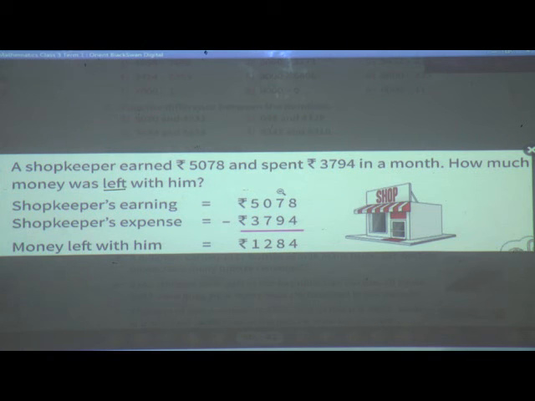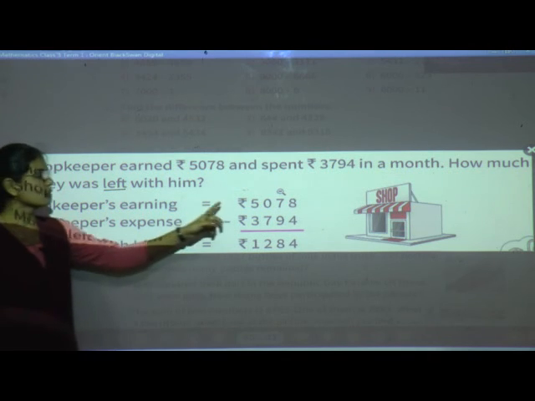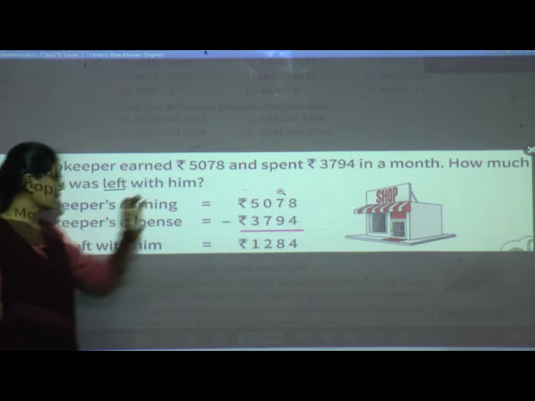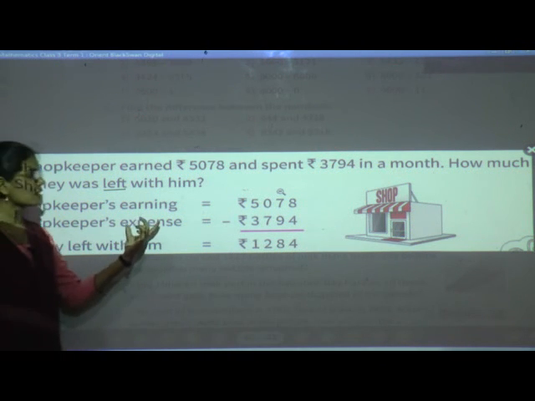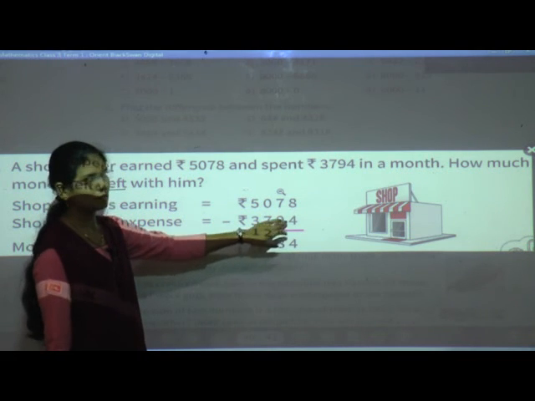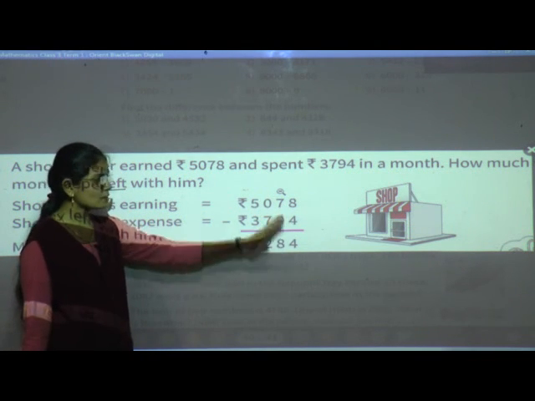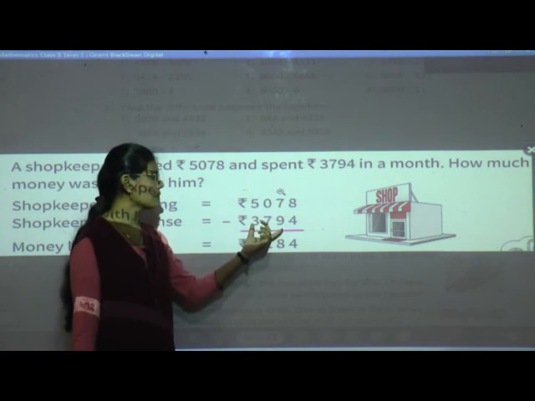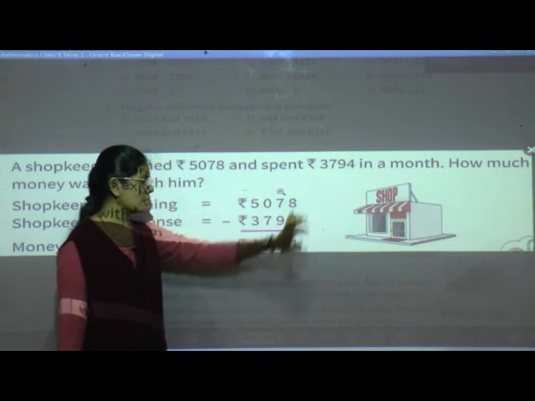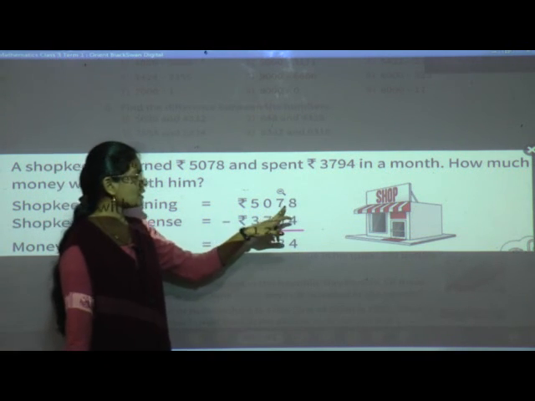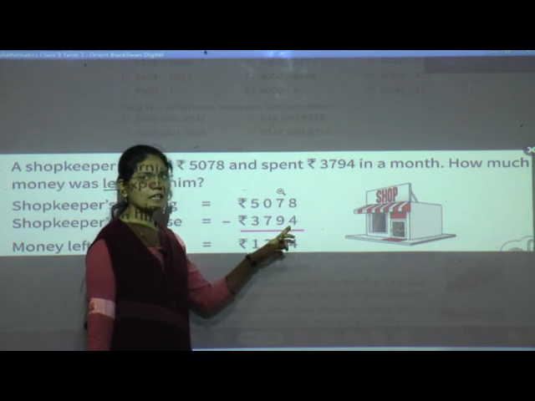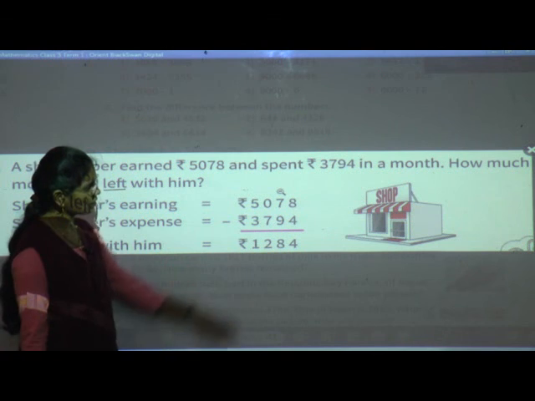Okay. Now what is given? The shopkeeper's earning. What is the shopkeeper's earning? Monthly rupees 5078, and from that 5078 he spent rupees 3794. So let us do the subtraction now. See that this number is greater. So from the greater number we will subtract the other number. Okay. So rupees 5078 minus rupees 3794.